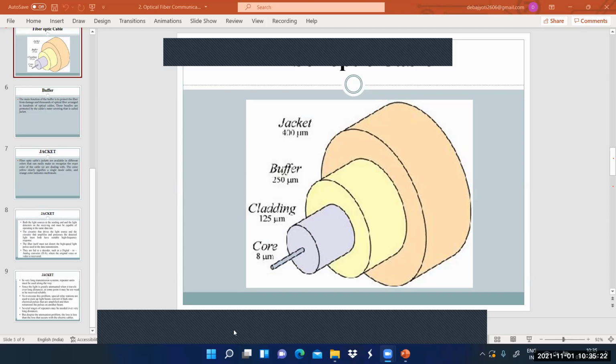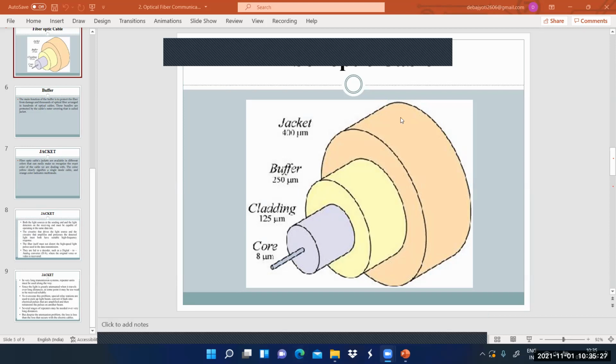Okay, so in the jacket, if we are getting yellow color, it is single mode optical fiber, or if we are getting orange color, in that case you can say this is multi-mode optical fiber. So this is the main function of color for the jacket. From the color we can say whether this is single mode or multi-mode. And this jacket is the outermost layer of the optical fiber cable.